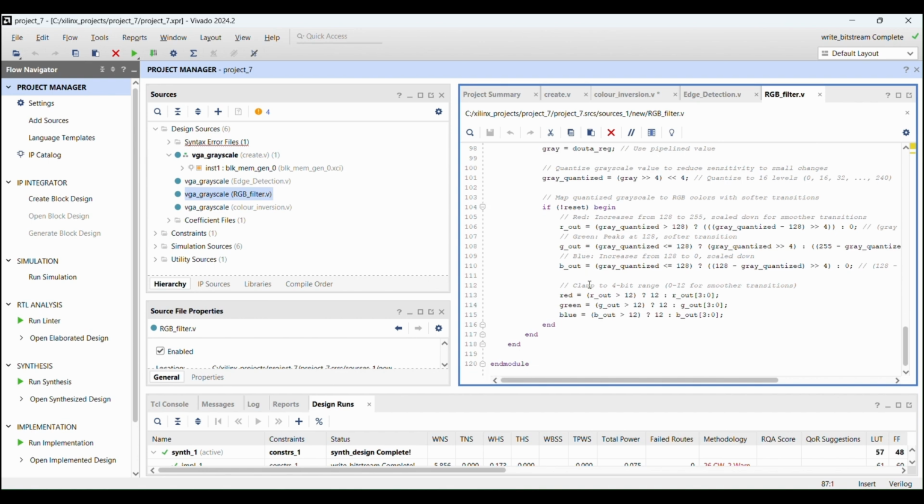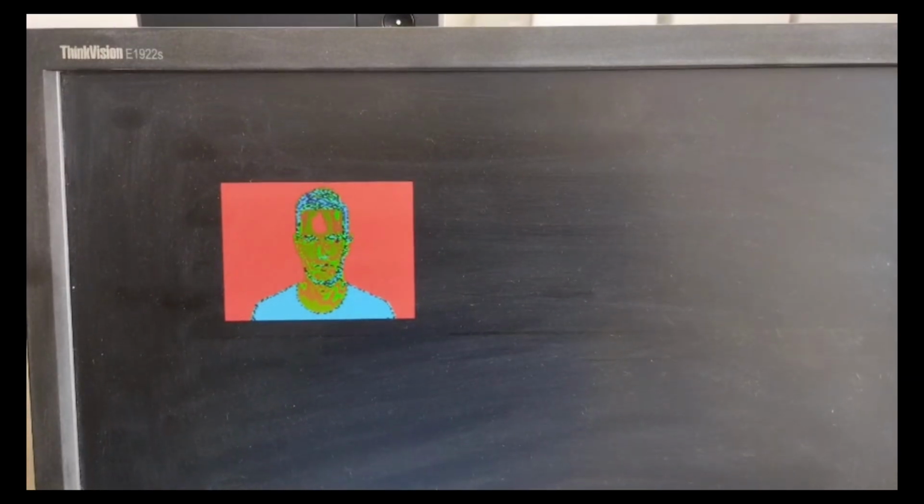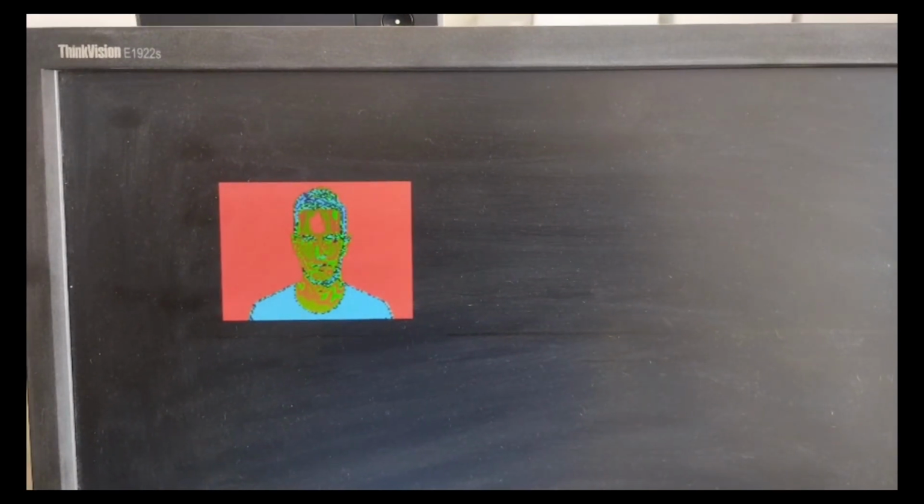Finally, the outputs are clamped to a 4-bit range and sent to VGA using red, green and blue signals. This gives us a visually rich gradient display with real-time performance on FPGA hardware. By combining grayscale, quantization and dynamic RGB mapping, this module provides an efficient way to enhance grayscale images using color entirely in hardware. This is the output you have got from RGB filter code.